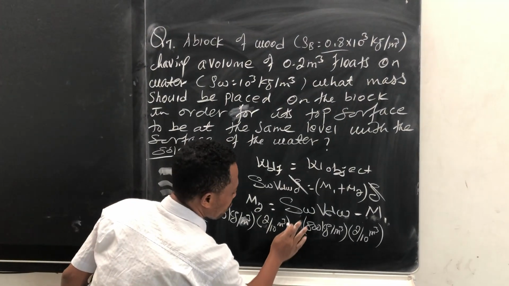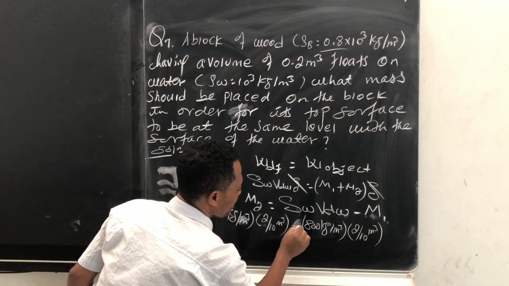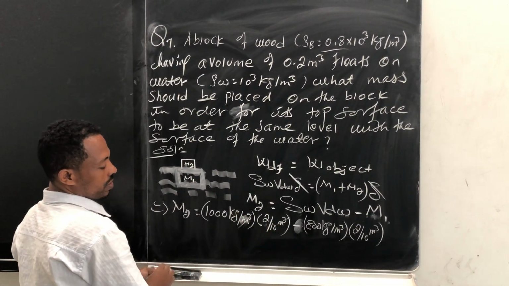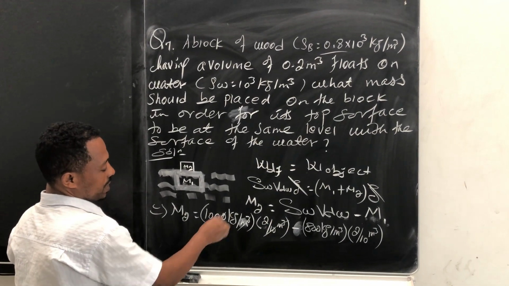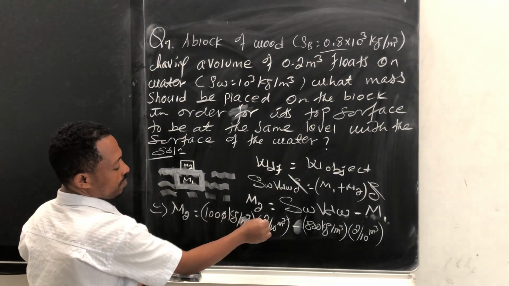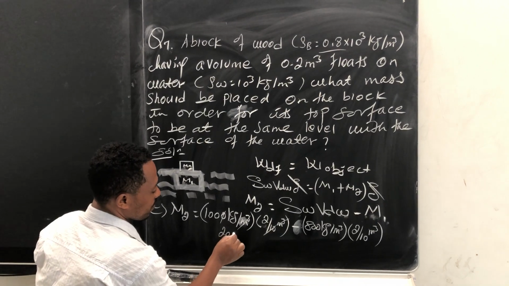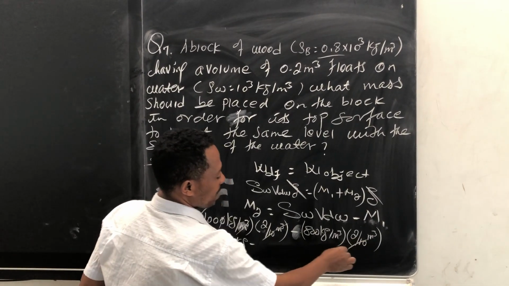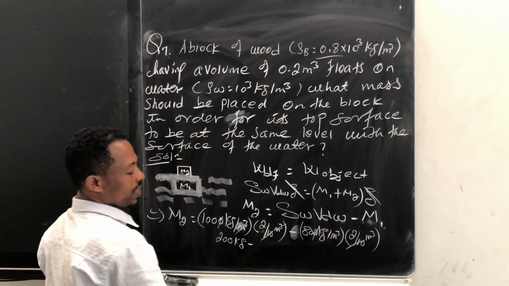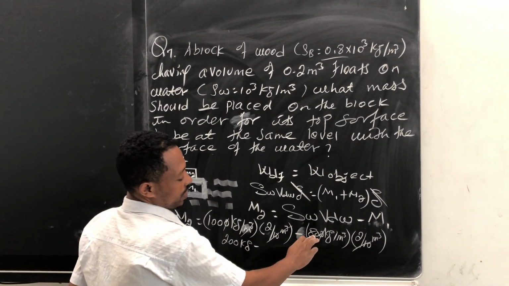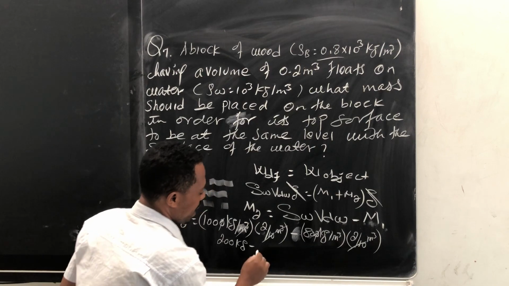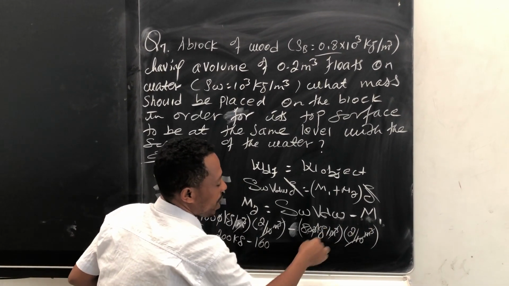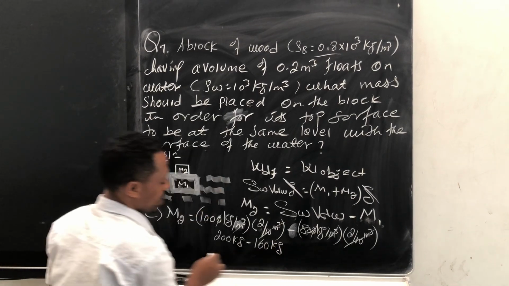But my dears, this should be minus. Cubic meter by cubic meter: 1000 by 10 is 100, 100 kilogram times 2 is 200 kilogram. Minus 800 by 10 is 80, 80 times 2 is 160. Cubic meter by cubic meter cancel, and we get 8 kilogram.